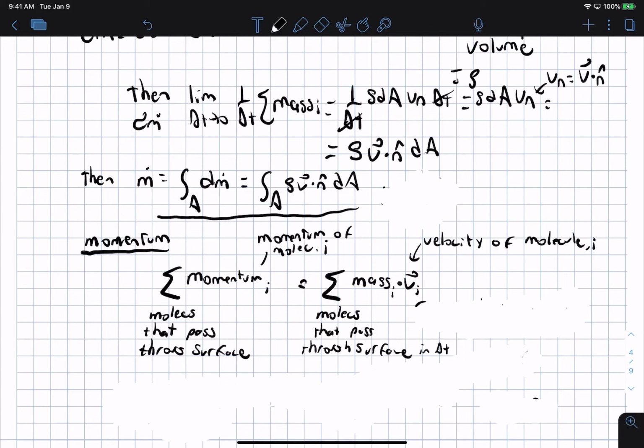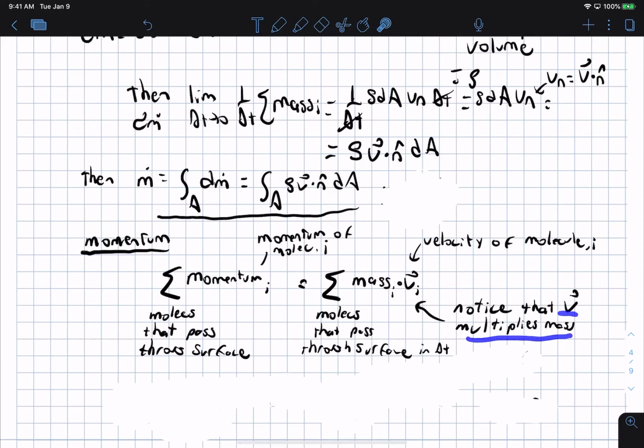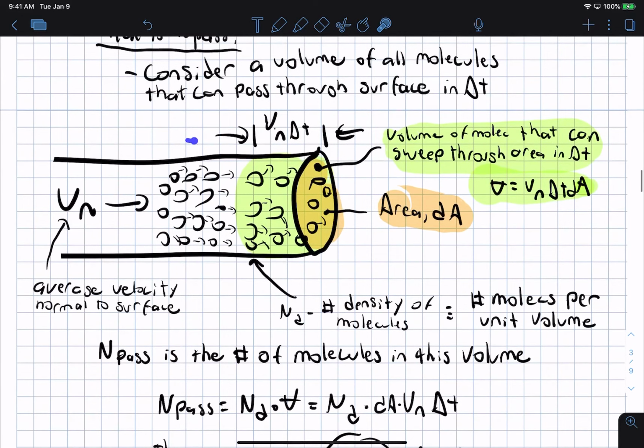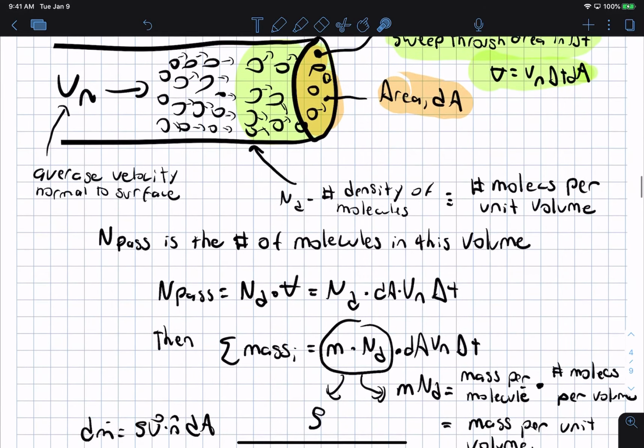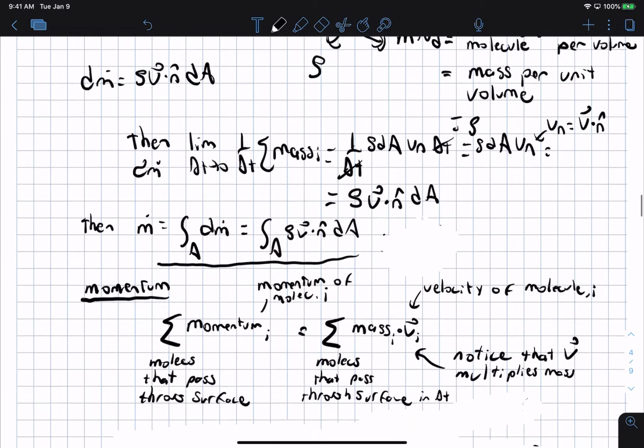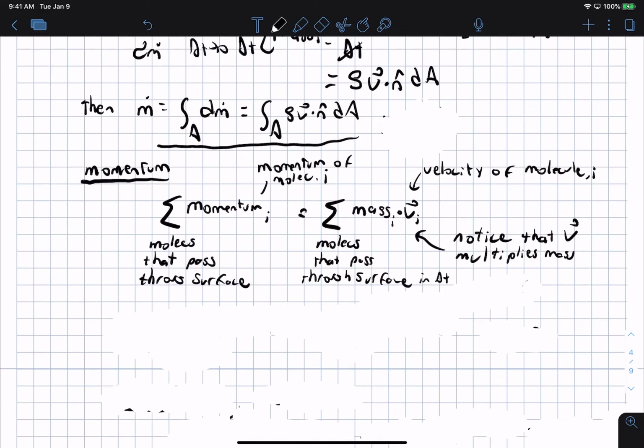Okay, and notice that we have velocity that is multiplying the mass of the molecule. And so basically this is telling us that you could go through this entire argument all over again, but instead of counting up the mass, you would count mass times the velocity vector. And you would wind up with the exact same result, except it's multiplied by the velocity.